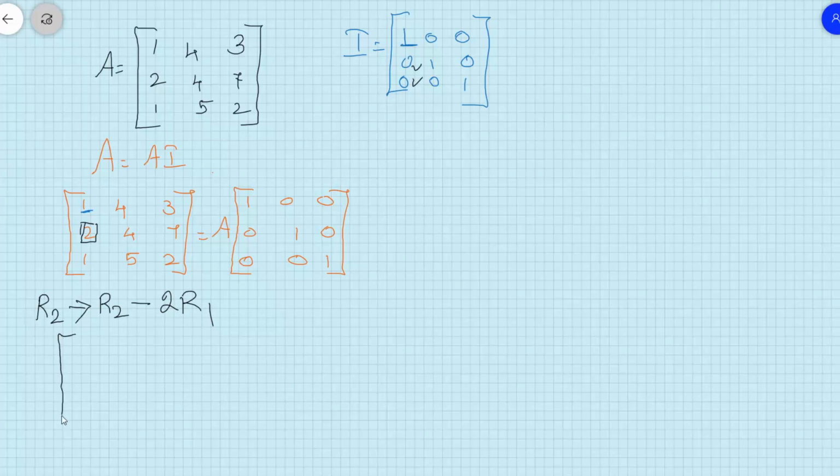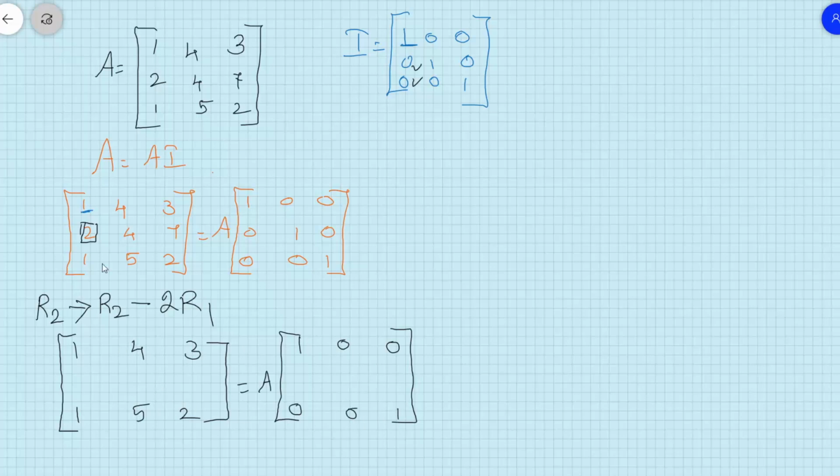Since my row 3 and row 1 are not going to have any alteration in this step, I'll write these two rows first. So 1, 4, 3. So my row 2 is being altered. So my row 2 gives row 2 minus 2 R1. This is my operation. So 2 minus 2 into 1, that is 0. This is why we have created this row. So this will be obviously 0.